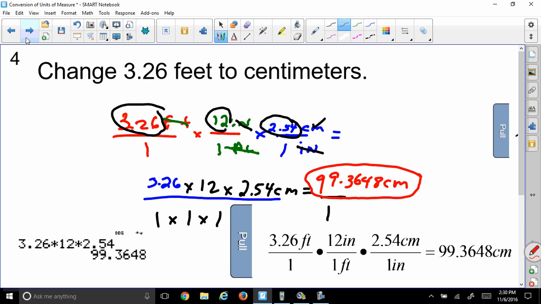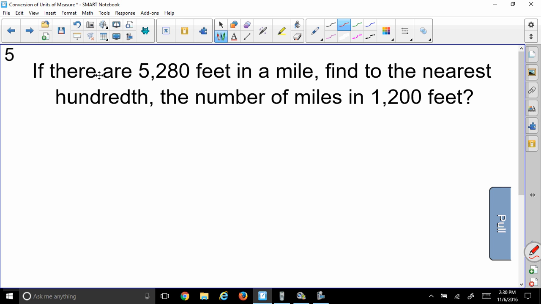So here's one for you. See if there are 5,280 feet in a mile. Find to the nearest hundredth the number of miles in 1,200 feet. Well, I'll get you started. You got 5,280 feet. And I'm going to put that over 1. And I'm trying to get in a mile. So let's see.